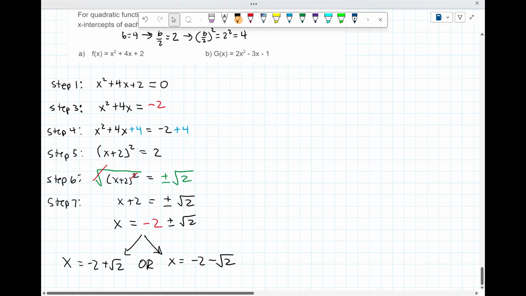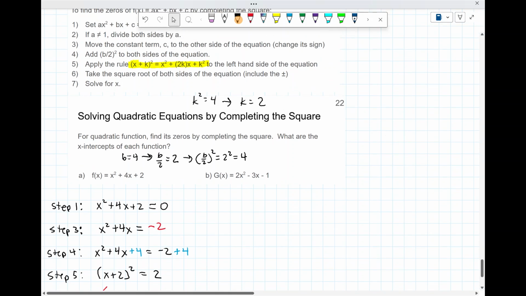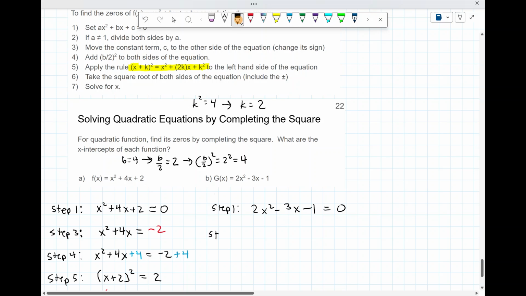All right, let's do one more just to make sure we understand that. I'm going to circle my final answer, and let's try problem B. All right, again, first we set the equation equal to 0. So 2x squared minus 3x minus 1 equals 0. Here, unlike in the previous example, our x squared term is not equal to 1. So a is not equal to 1, so we have to divide both sides by a.